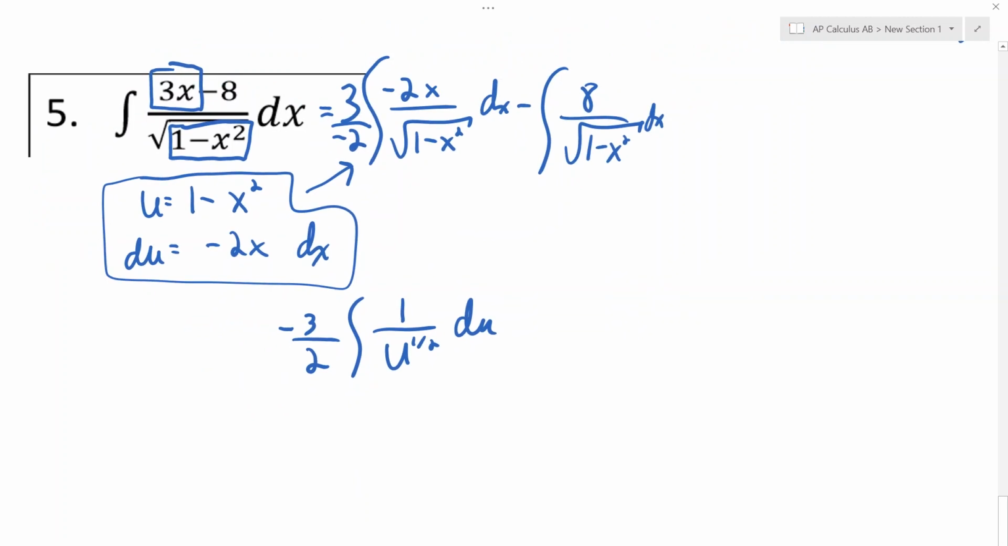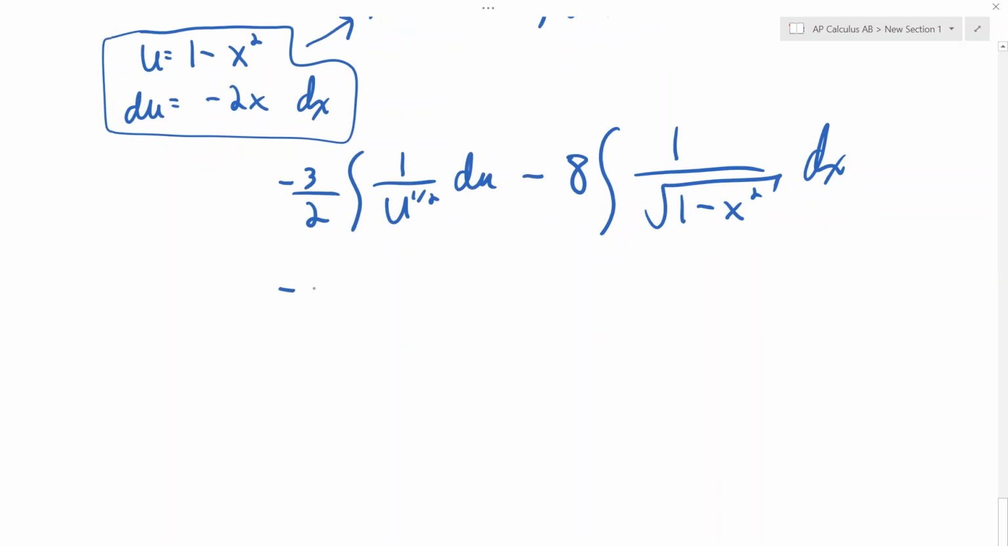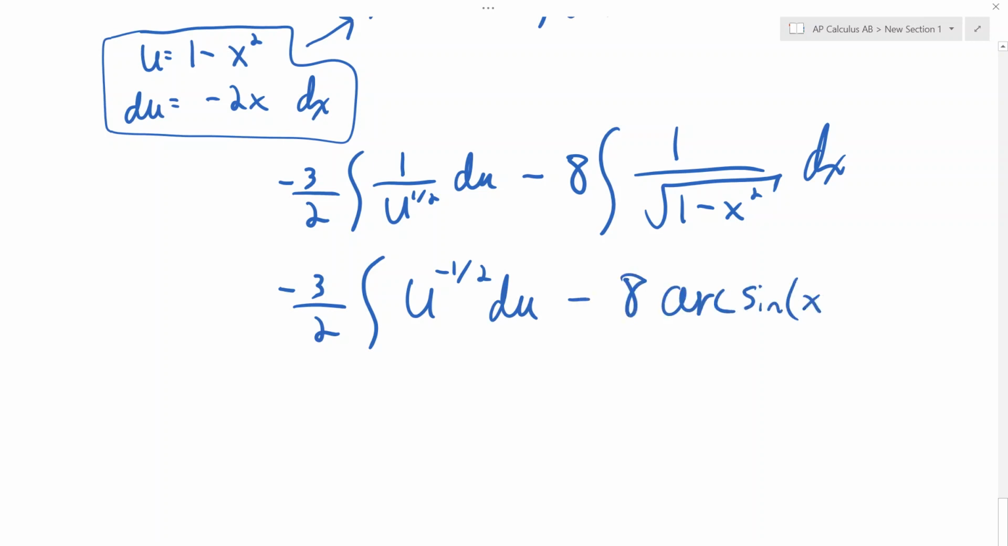The second one, even though there's an 8 on top, the 8 doesn't matter. I can move that out front. Okay, and you can do this all in one step, really. But I'm just writing it out so you can see what's going on. What's left is really that. And that's going to be arc sine. Okay, so we have negative 3/2. This is the integral of u to the negative 1/2 power. And this, if you integrate it right now, is just arc sine of x plus c.